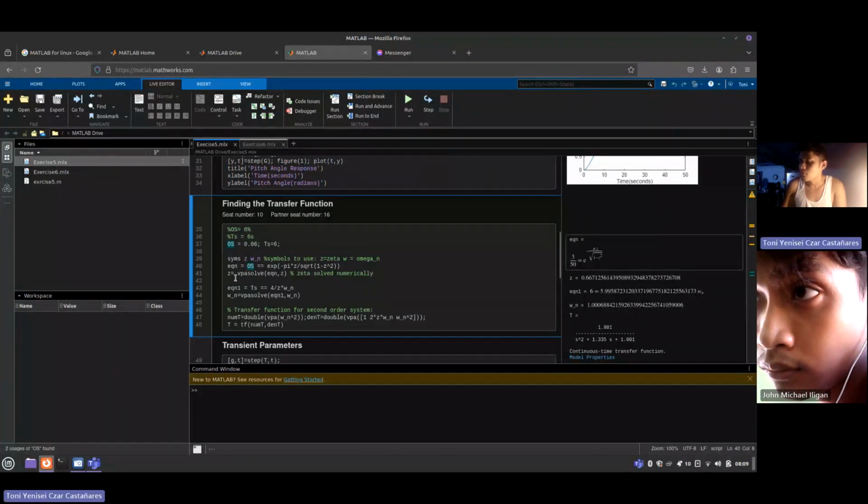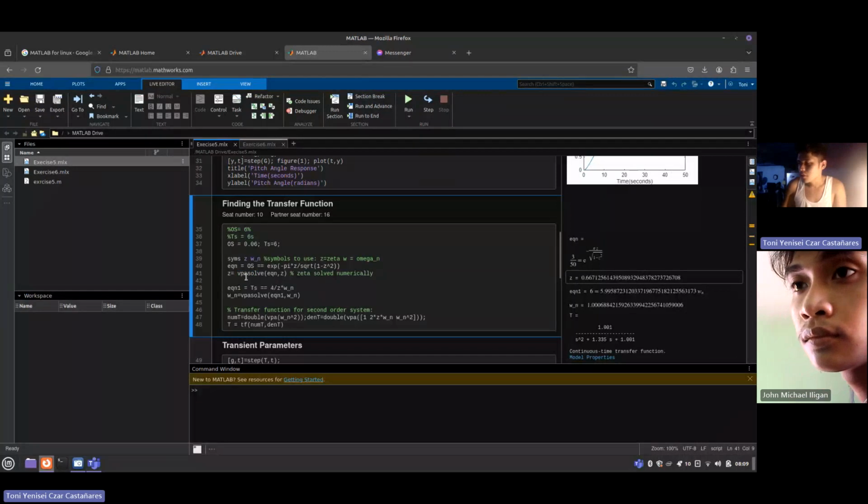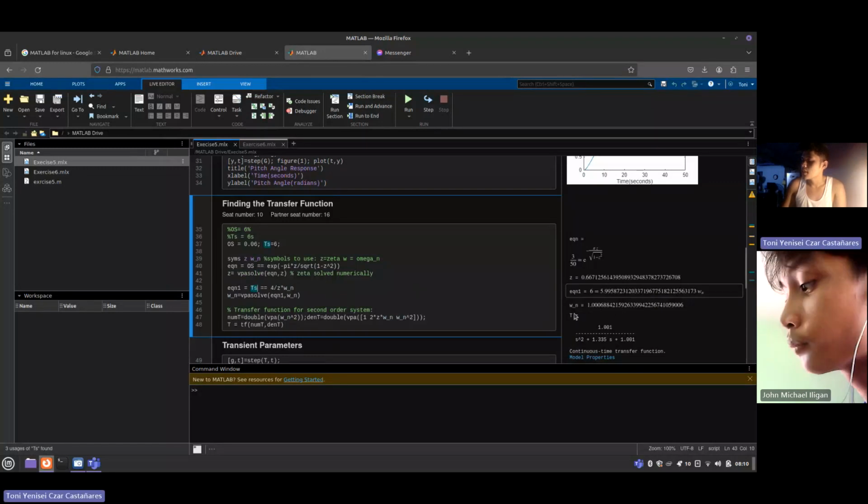Now, using the VPA solve, we solve numerically for the answer for only one equation. So with this, we can finally look for the answer. So this is the answer for that. This is the zeta. And for the second equation, the settling time is 4 over zeta omega n. We can use this to solve for omega n. And this is the answer. It's approximately 1.